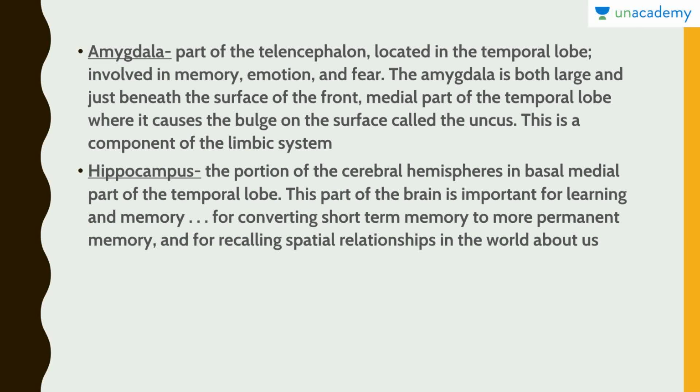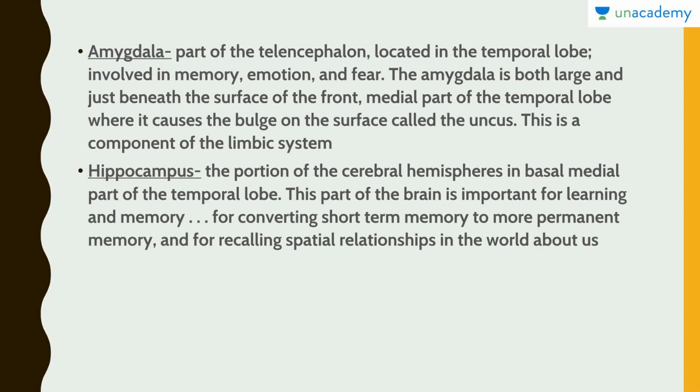Amygdala is the part of the telencephalon which is located in the temporal lobe, and it's involved in memory, emotion, and fear. The amygdala is both large and just beneath the surface of the front medial part of the temporal lobe, where it causes the bulge on the surface called the uncus. This is a component of the limbic system, of course.